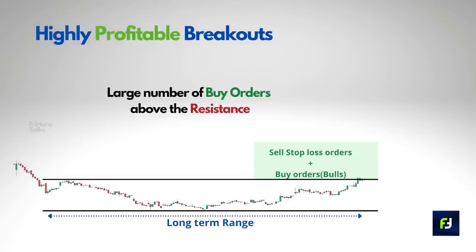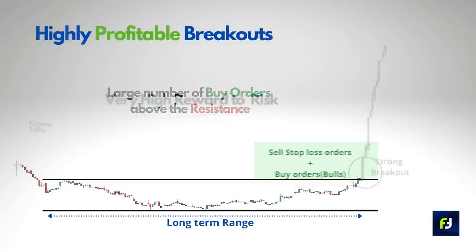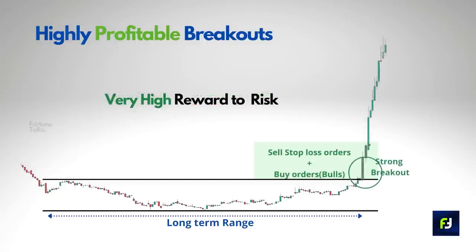Let me explain. The bullish traders will put buy orders above the resistance, hoping to cash the breakouts. Similarly, the bearish traders will look to short the market at the resistance, and they will have their stop loss, which is also a buy stop loss order, and they place it above the resistance. And as the time passes, you will get an overwhelming amount of buy stop loss orders above the resistance level.